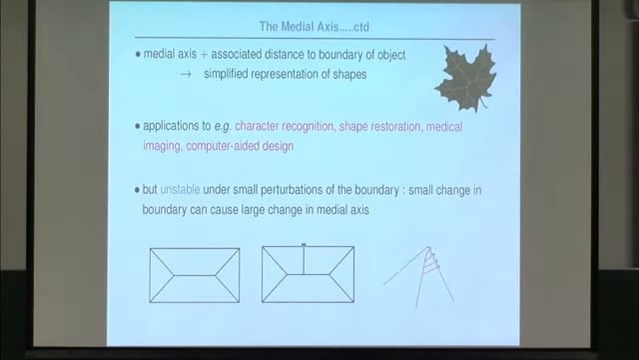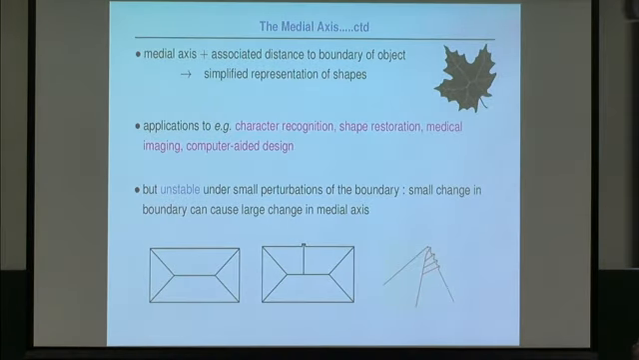The medial axis and its associated distance to the boundary give you a simplified representation of shapes, which has a lot of applications, for example, to character recognition, shape restoration, medical imaging, and various problems in computer-aided design. But it's well known to have serious stability problems, right?